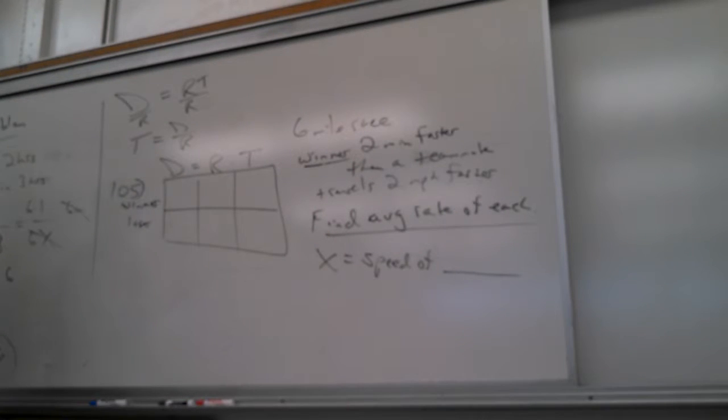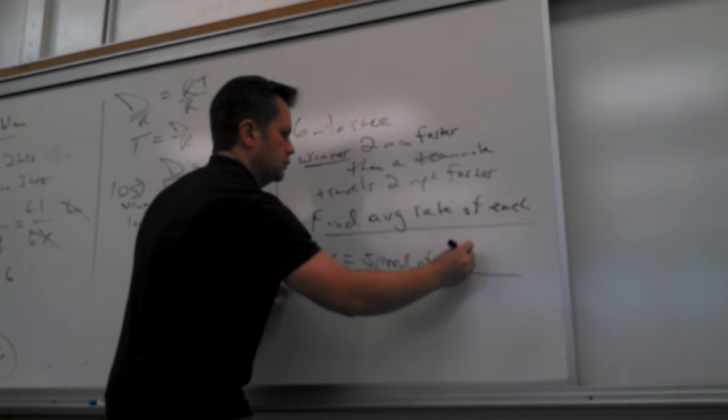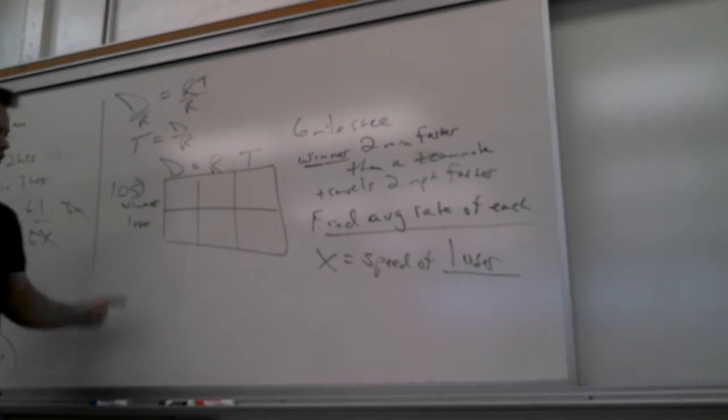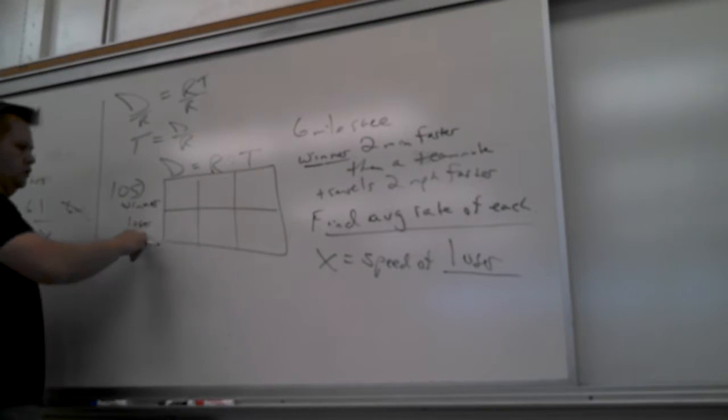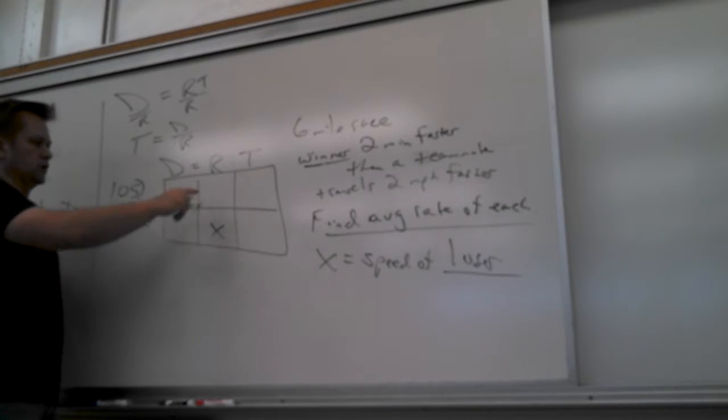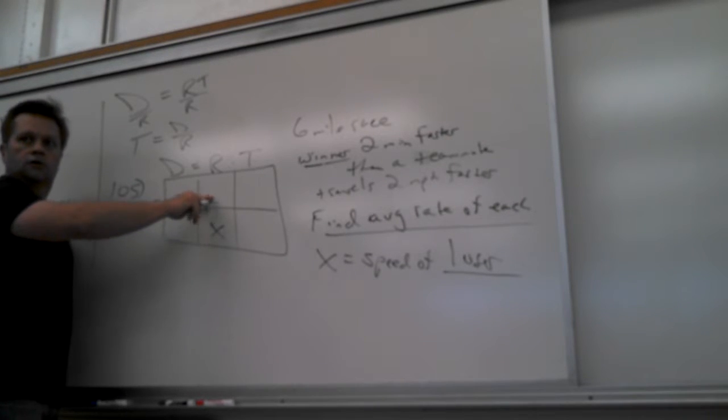Who do you have to know first? The loser. Just like if I'm 5 degrees smaller than the largest angle, then I have to know the largest first. I mean, just like the other problems we did the other day. I have to know the loser. So if I call the speed of the loser x, where am I going to put x? Yeah, the loser's speed, x. So what's the winner's speed? x plus 2.